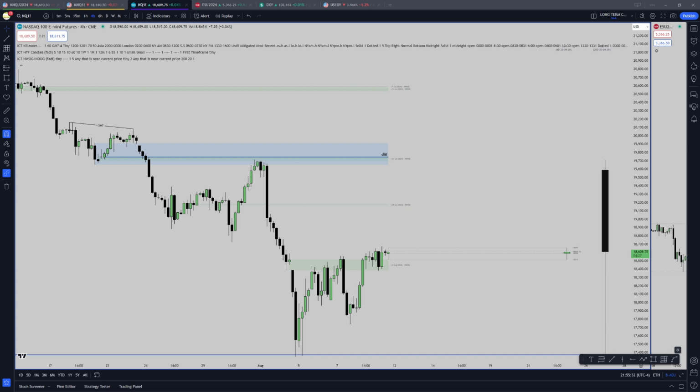I started trading ICT 5 months ago. I think I'm approaching 6.